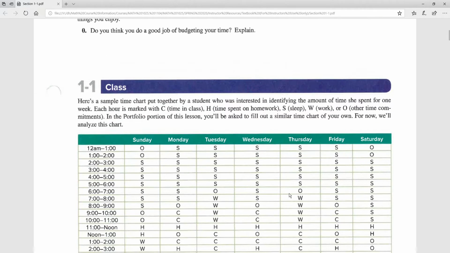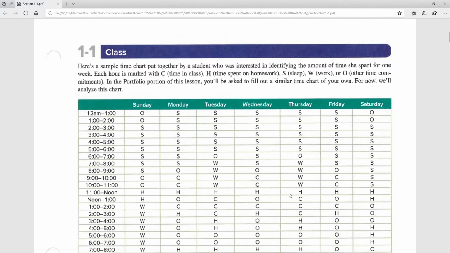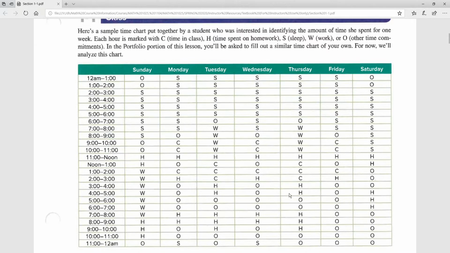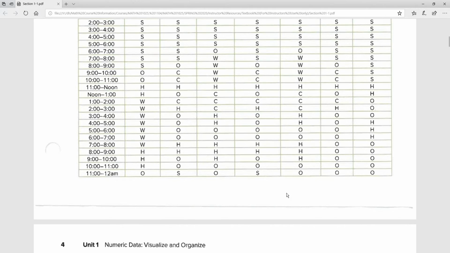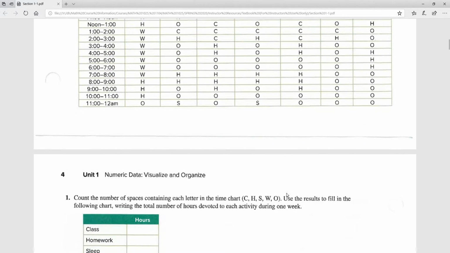Underneath where it says Section 1-1, Class, you'll see a time chart filled out by someone saying where they occupy their time. C is for class time, H is for homework, S is for sleep, W is for work, O is for other. So we're actually going to have you count these up. If you want to pause the video and go ahead and count them, you're welcome to. If you'd rather not and have me give you the answers, you can follow along and I'll give you the answers.